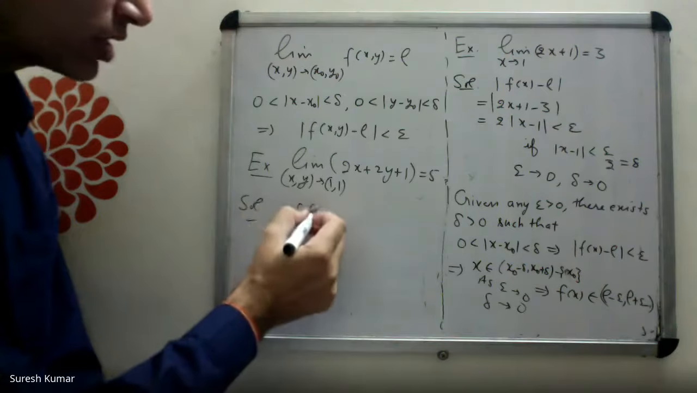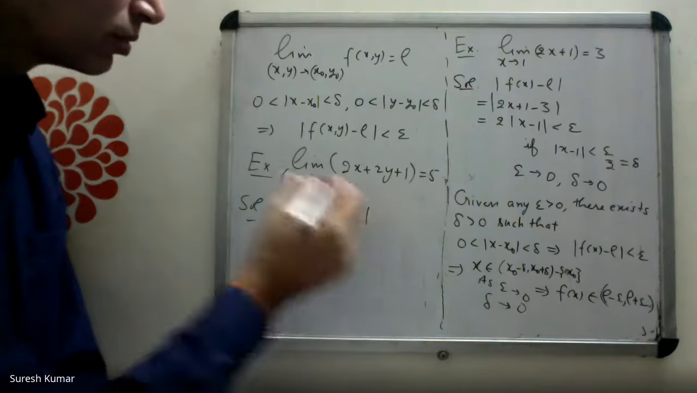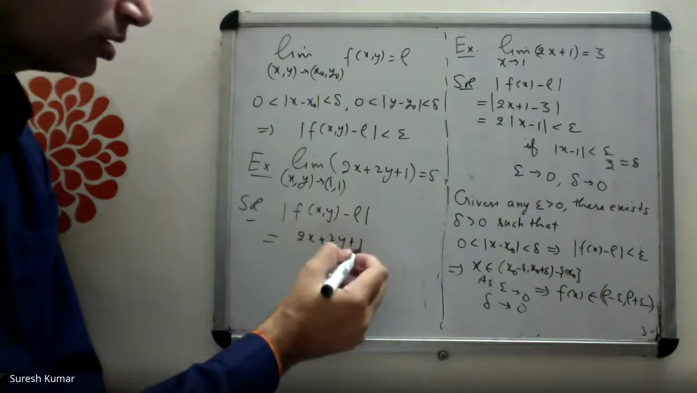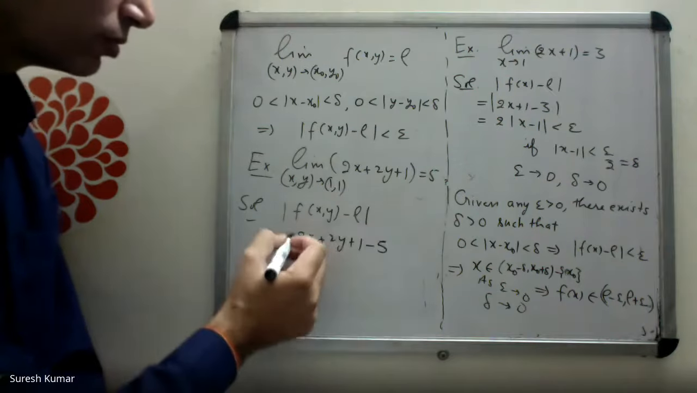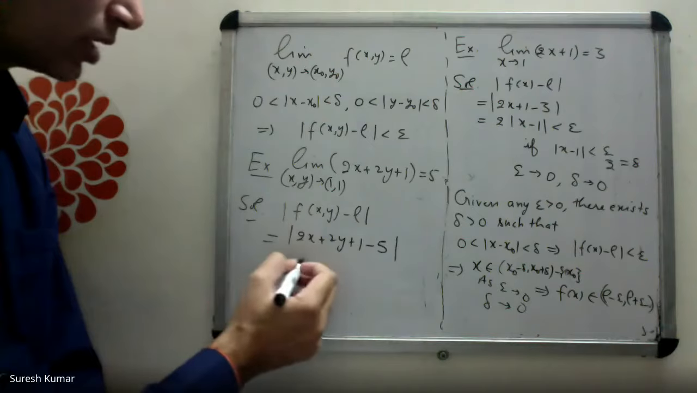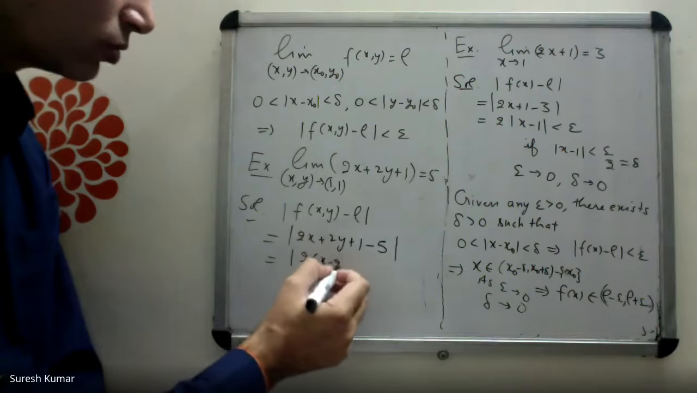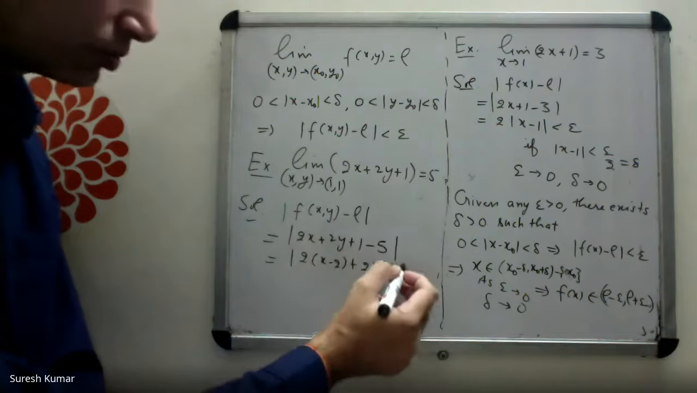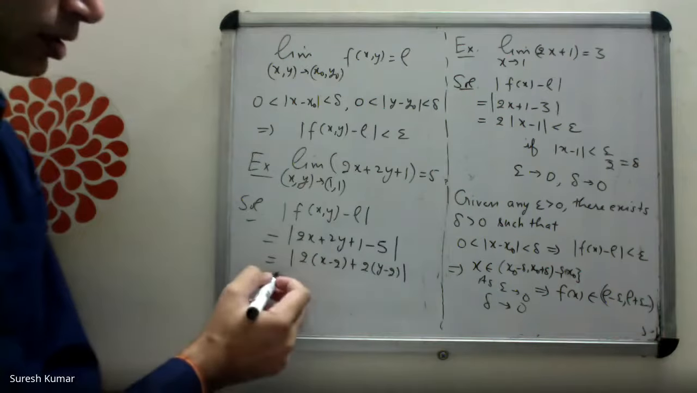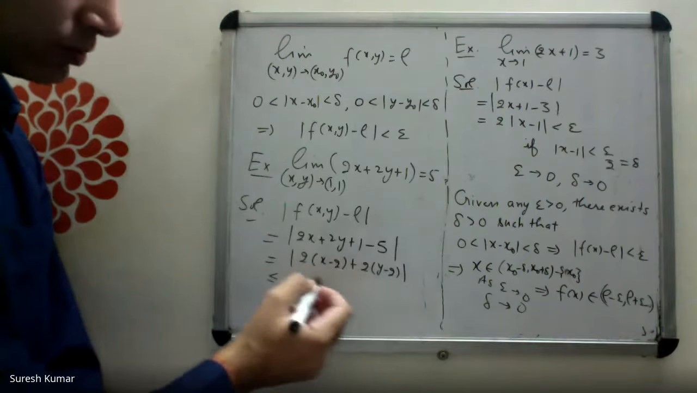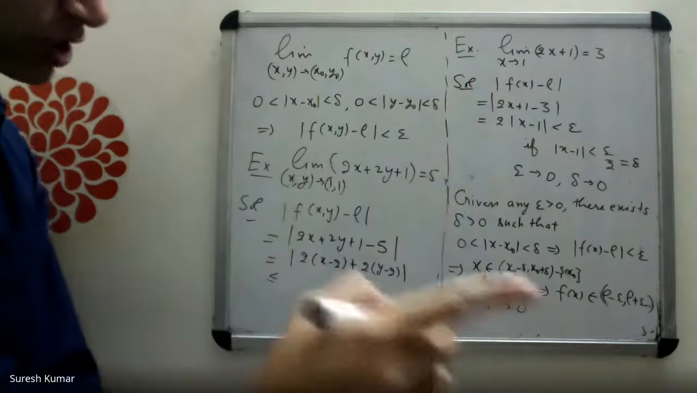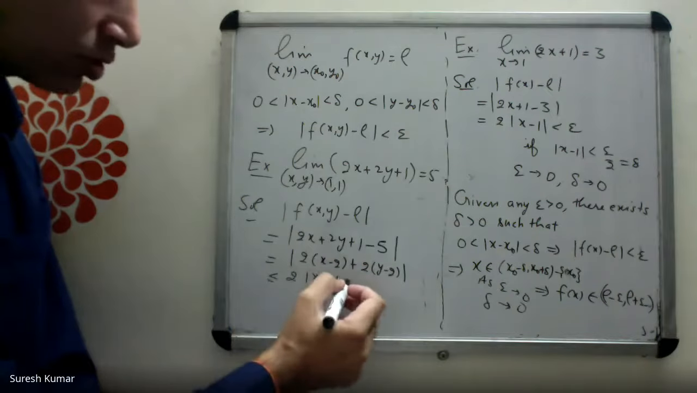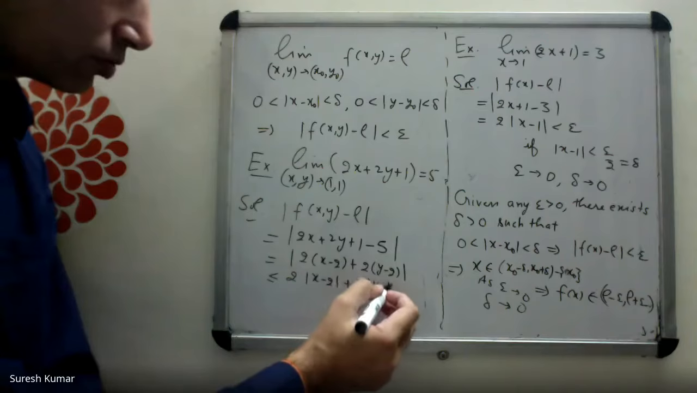So do this also the same way. Start with mod of f(x,y) minus L. Simplify it. You get 2x plus 2y plus 1 minus 5. This you can write as 2 times (x minus 1) plus 2 times (y minus 1), because it is minus 4, so I adjusted the terms. By the triangle inequality, you know that mod of (x plus y) is less than or equal to mod x plus mod y. So you can write it as less than or equal to 2 times mod x minus 1 plus 2 times mod y minus 1.